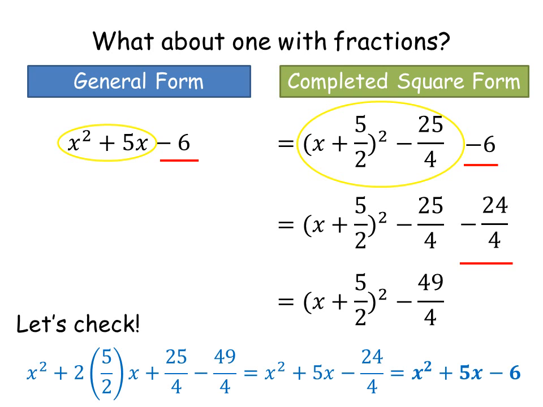And the thing is, you can check. If I multiply and expand out my right-hand side, the completed square form, I must get back to my general form. So let's see. X squared plus 2px, so 2px plus p squared minus this extra constant at the end here, 49 over 4. So I've got x squared plus 5x minus 25 over 4, which is in fact 6. So x squared plus 5x minus 6. There we go. We were correct.